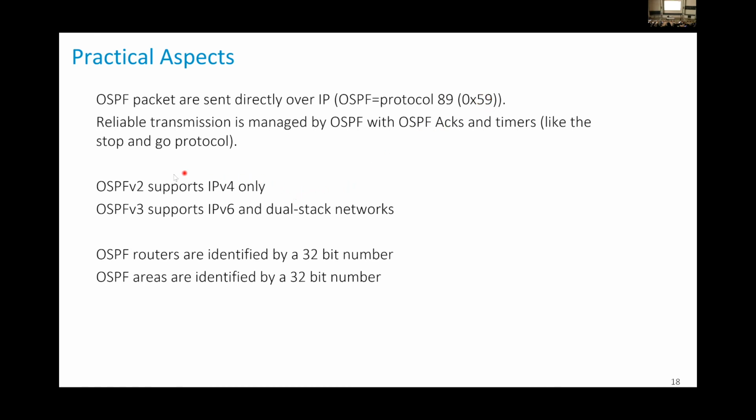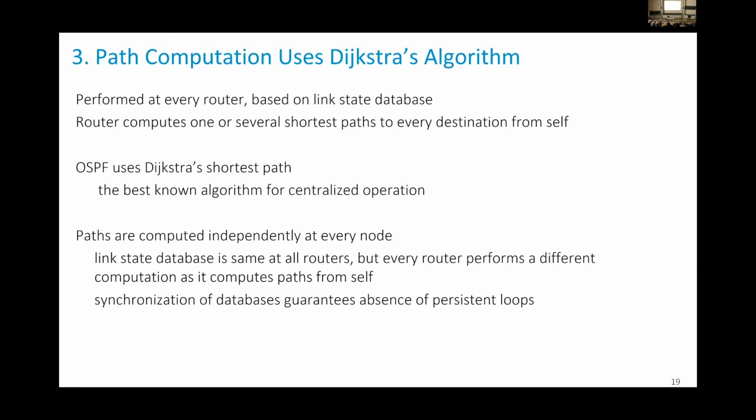There are different versions of OSPF. The current version is version 3, which supports IPv6 and dual stack networks, but does not support IPv4 only. So if you have a network that is IPv4 only, you should use version 2. OSPF routers need a number, like I put the letters A, B, C, so they typically have an OSPF number, which has the same format as an IPv4 address, but is not necessarily an IPv4 address.